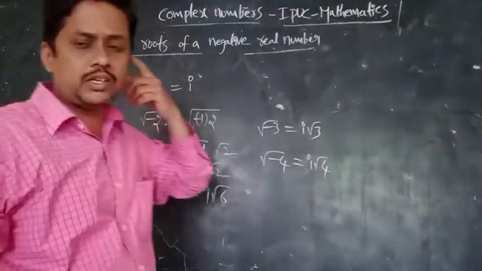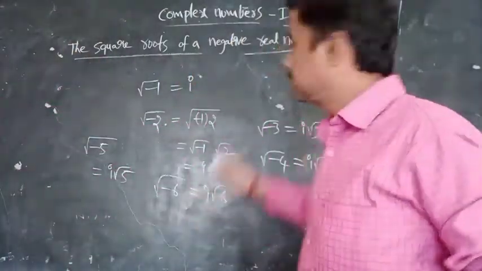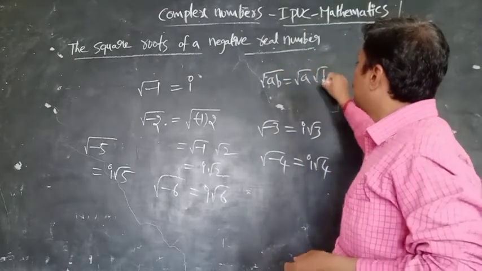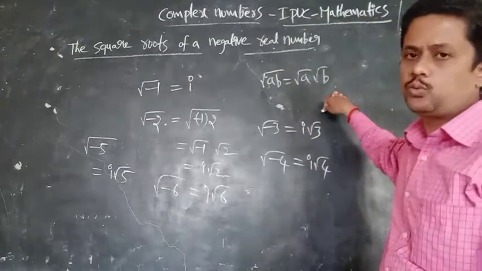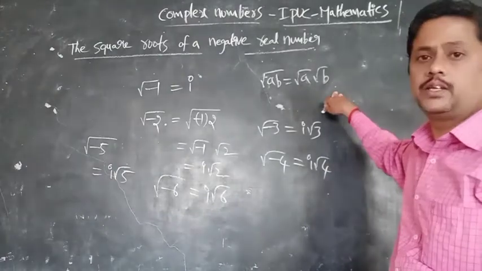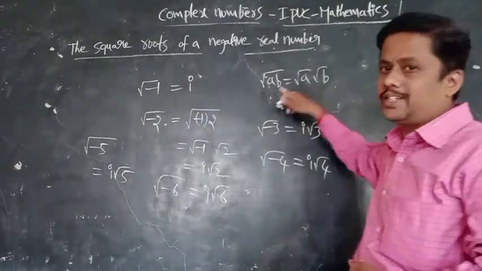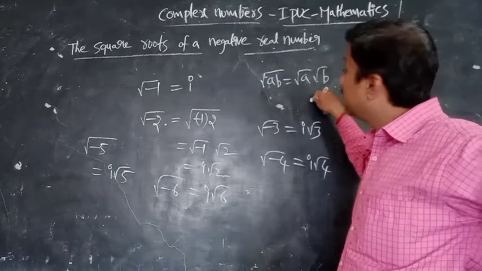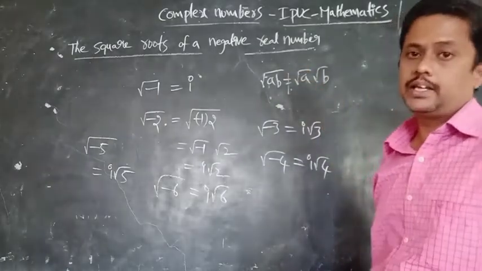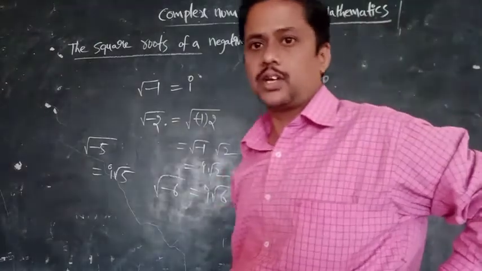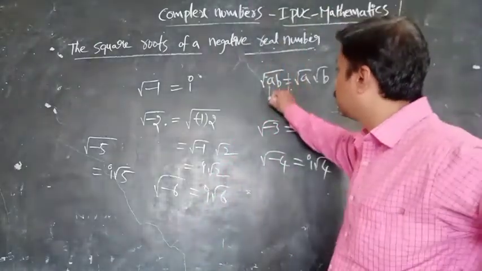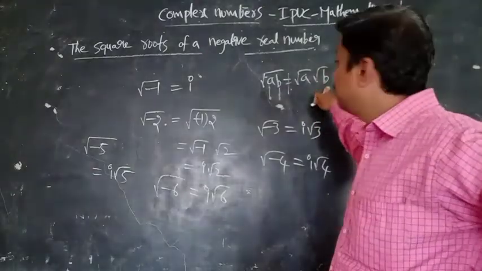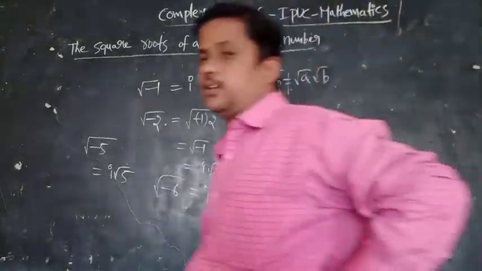One formula is there, root AB is equal to root A into root B. It is true if both are positive, or if any one is positive. If both are negative, it is not possible. Remember this, it is used throughout CET. If A and B are both negative, root AB is not equal to root A into root B.